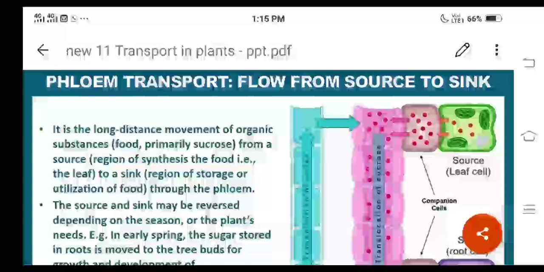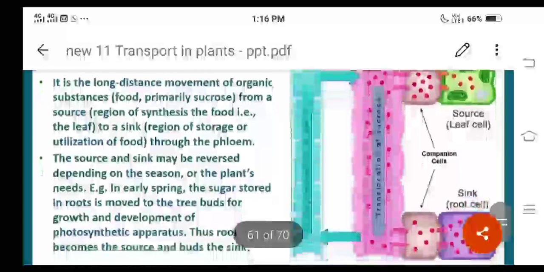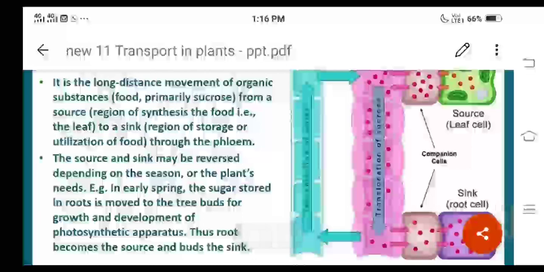From source to sink means what here? It occurs through which tissue here? It occurs through the phloem tissue only, right? And remember, the source and sink relationship may be reversed. It also depends upon the season, or the plant's needs.